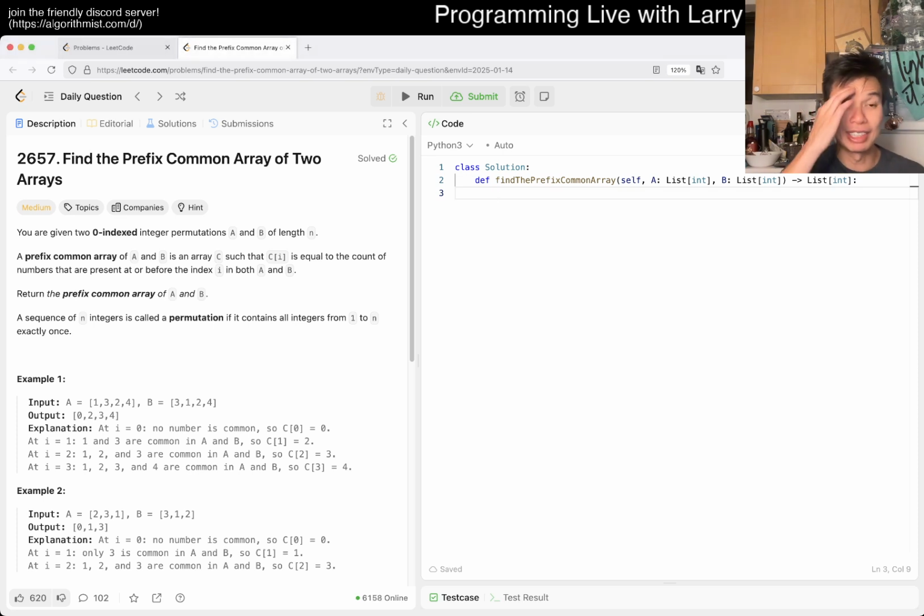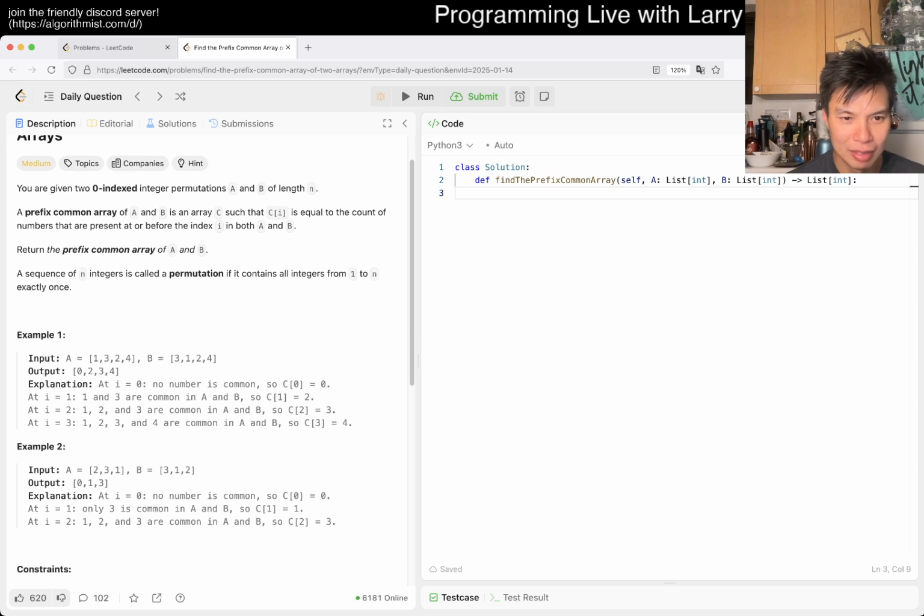Anyway, let's take a look at today's problem. We have 2657, Find the Prefix Common Array of Two Arrays. You're given two zero-indexed integer permutations A and B of length n. The prefix common array C is such that C sub i is the count of numbers that are present at or before index i in both A and B. What does that mean? At index 0, no number is common. At index 1, 1 and 3 are common, so 2.